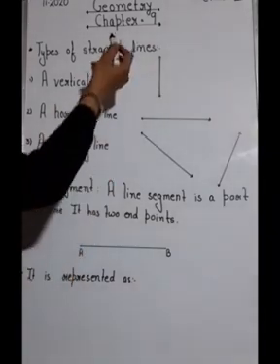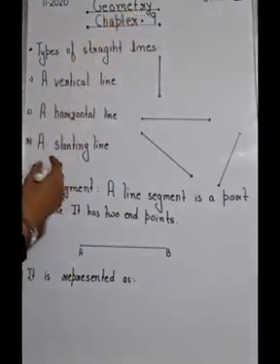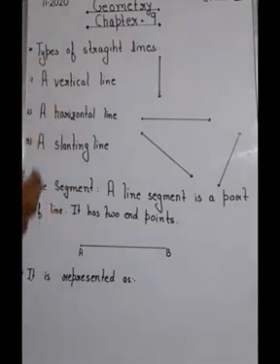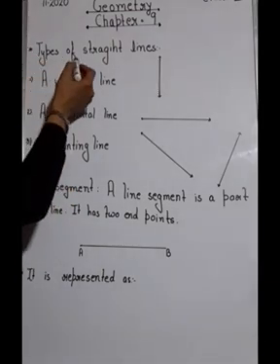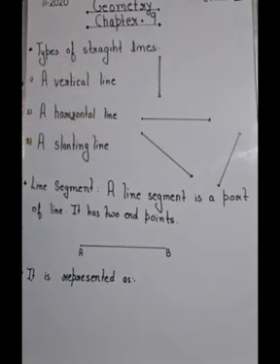So let's get started. Class 4th, in our previous video we started chapter number 9, that is geometry. So today we are just continuing it. The second topic is types of straight lines. Straight lines are divided into three types. First is the vertical line, second is the horizontal line, and third is the slanting line.